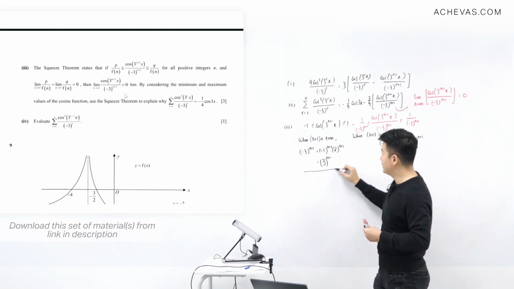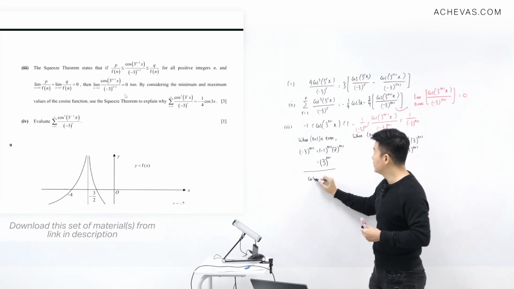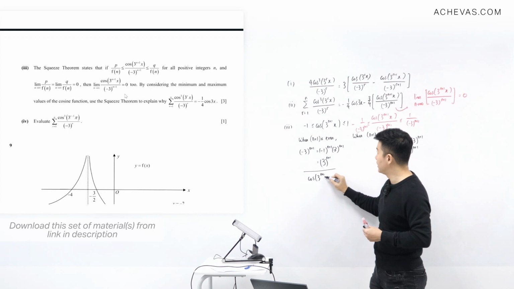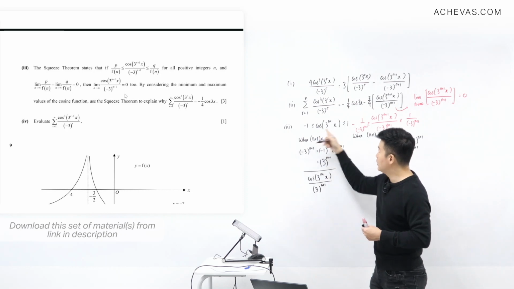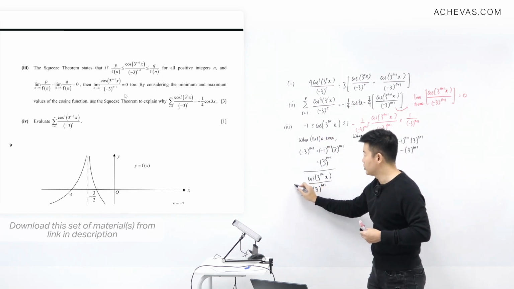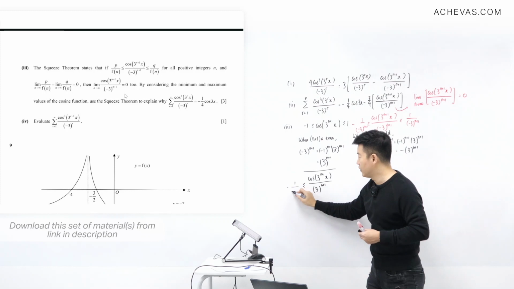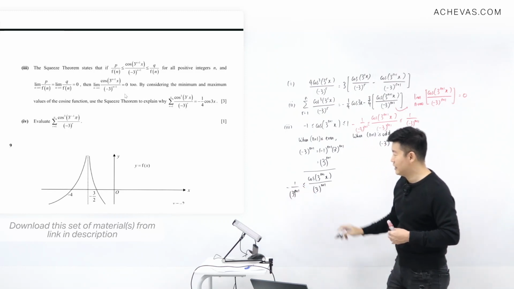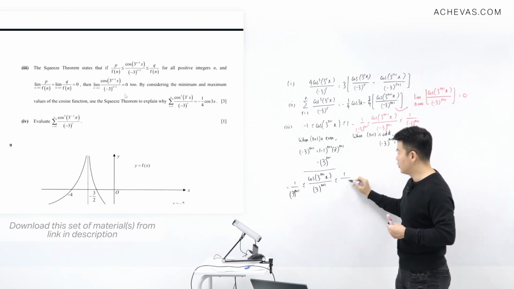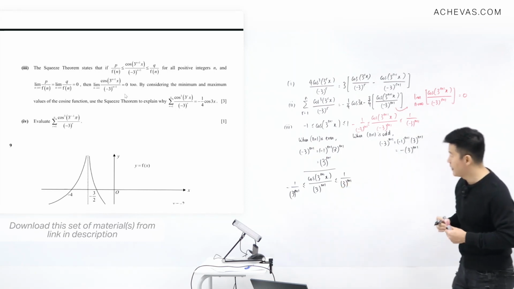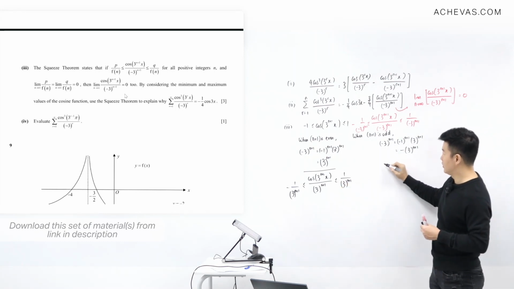So when n is even, that means cosine 3 to the power of n plus 1 x, when it is being divided by this 3 to the power of n plus 1, the inequality sign will not need to swap. So it's going to be negative 1 over 3 to the power of n plus 1, where the inequality sign remains the same, then it will be 1 over 3 to the power of n plus 1. So this is what we have gotten. And when n is odd, okay, let's see.